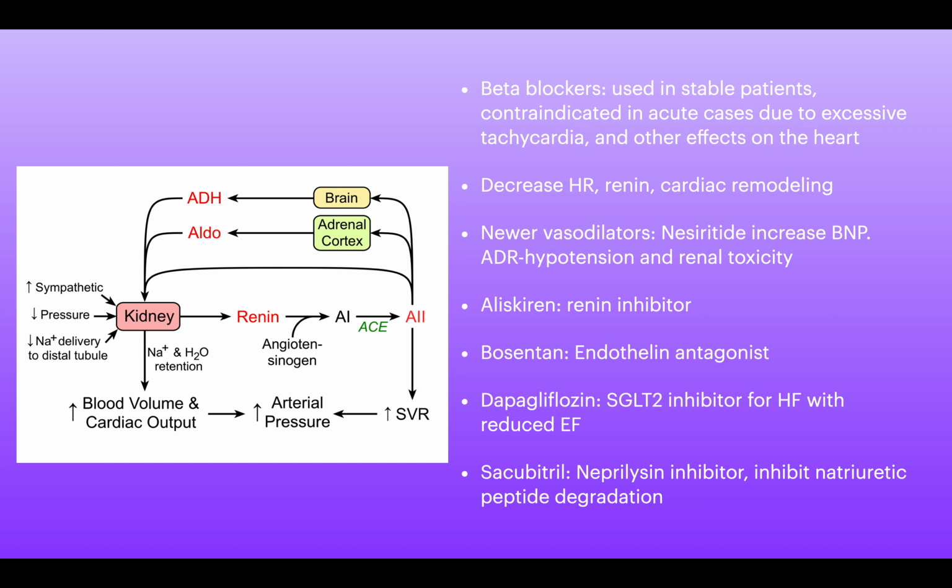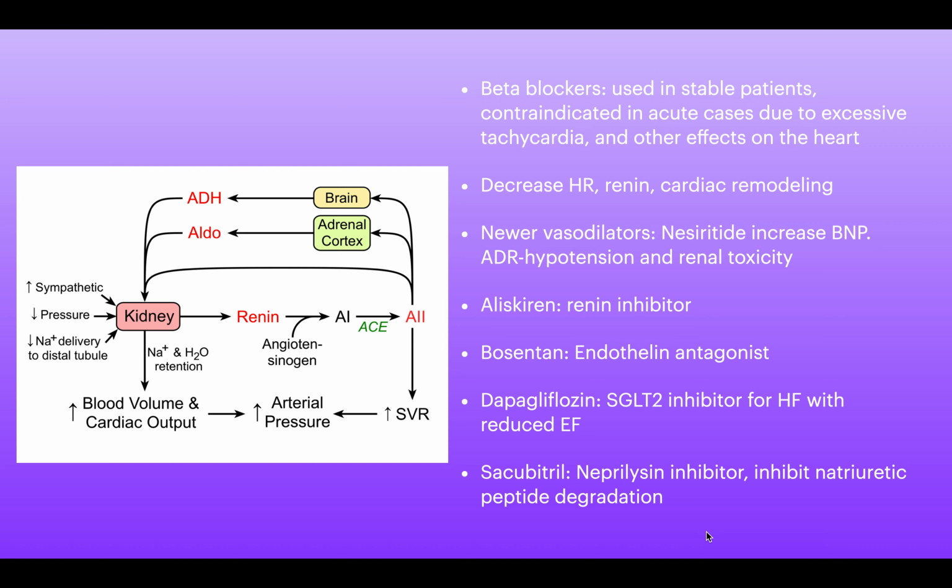Beta blockers are going to be used in stable patients, contraindicated in acute cases because of the excessive tachycardia, but they're pretty good drugs. They decrease the heart rate, decrease the amount of renin, and the cardiac remodeling. The newer vasodilators, nesiritide, will increase BNP. The adverse reaction is going to be hypotension and renal toxicity.